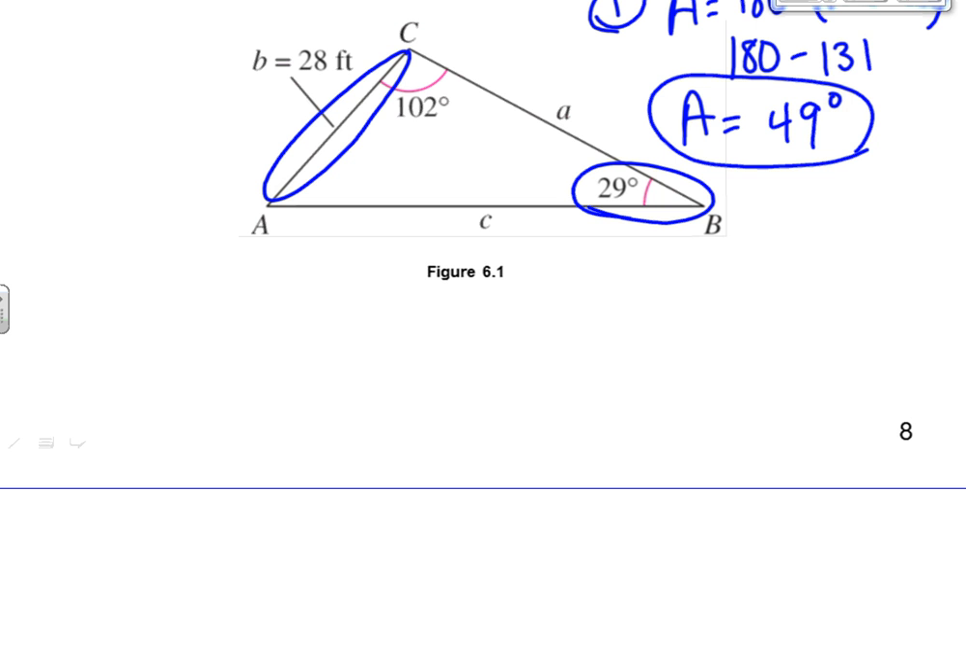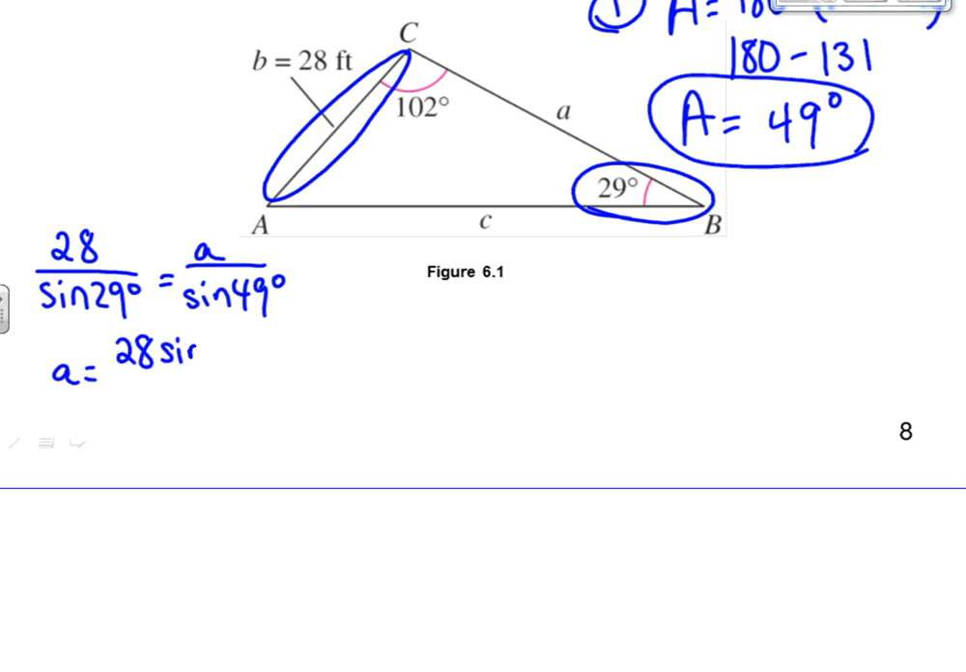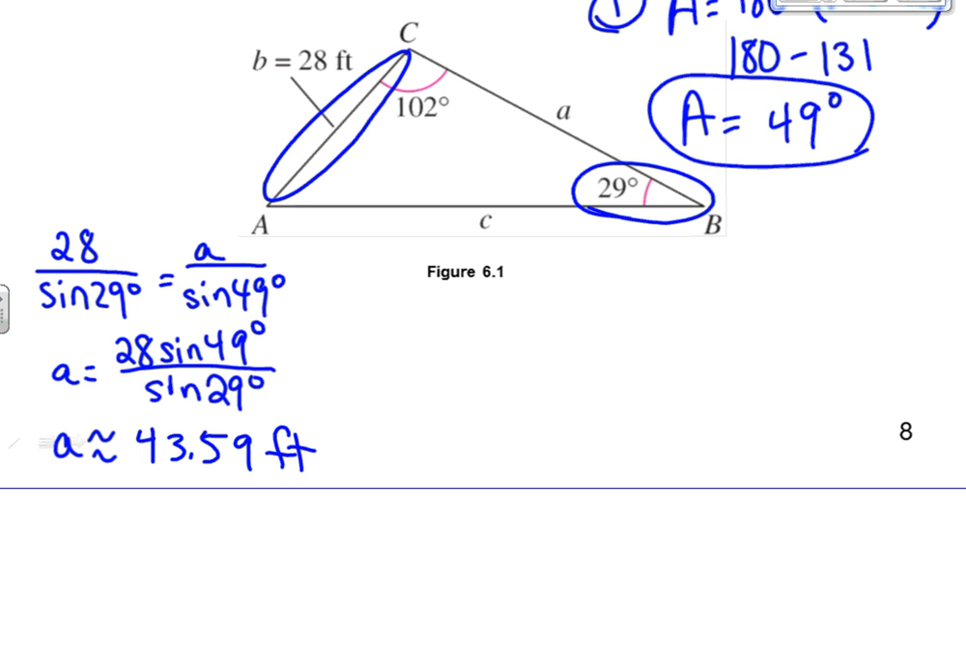So I'm going to set this up as 28 over the sine of 29 degrees equals little a over the sine of 49 degrees. Cross multiplying and then dividing, I get little a equals 28 sine of 49 degrees divided by sine of 29 degrees. And then that gives me on the calculator, you can check that, that A is approximately 43.59, and we'll label that in feet as it was before.